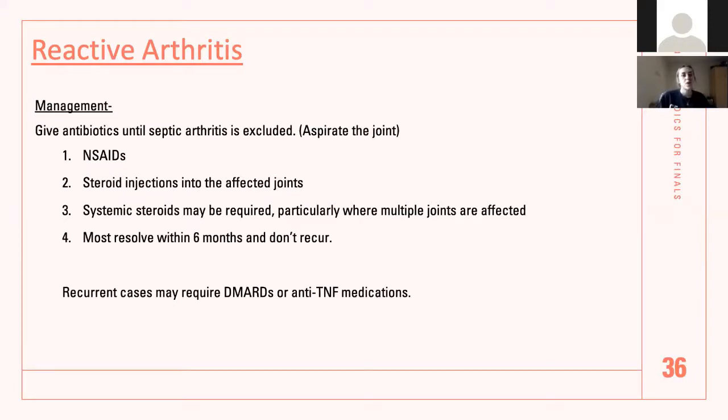You could also give steroid injections to the affected joints. Systemic steroids might be required, but it's normally if the patients have multiple affected joints. And mostly this will resolve within 6 months. It doesn't normally reoccur as well. But if it does reoccur, you might need to prescribe them methotrexate or anti-TNF medications.